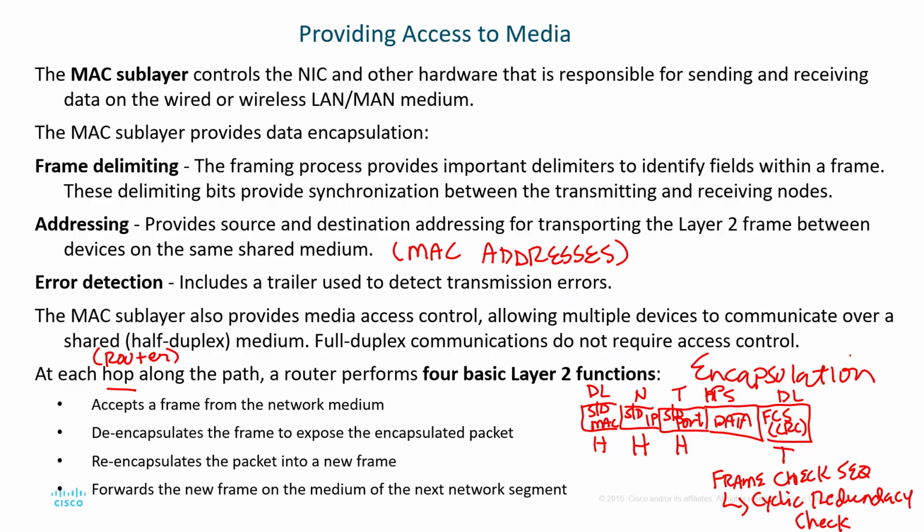So at each hop along the path, a router, it says it right there, a router performs 4 basic layer 2 functions. It accepts a frame from the network medium. It de-encapsulates the frame. Now, why would a router have to de-encapsulate that frame? What does your router need? The location where it's going. Location where it's going. It needs a destination IP, doesn't it? Which is what Sasha was saying. So it has to unwrap.